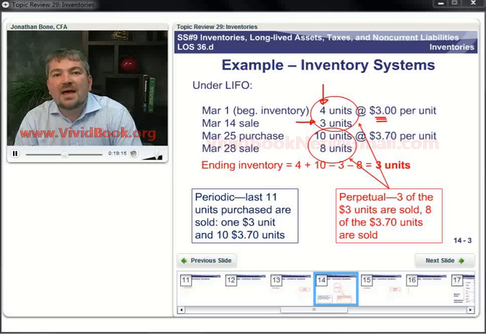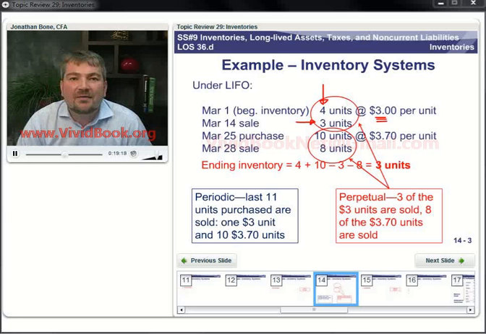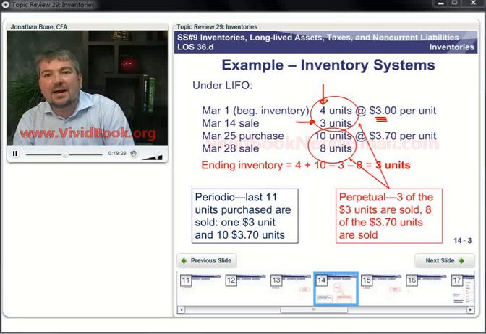Okay. Then when we make the next sale of 8 units, 1 unit of that has got to come out of our beginning inventory. The remaining 7 units have got to come from our purchases on the 25th of March. So it's going to be more interesting. Let's have a look at how it actually plays out.